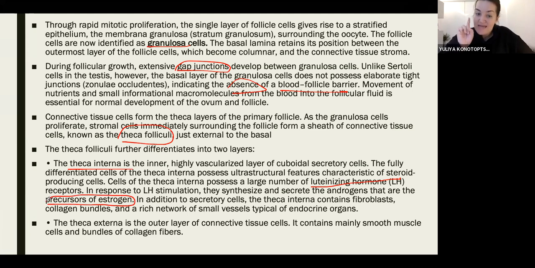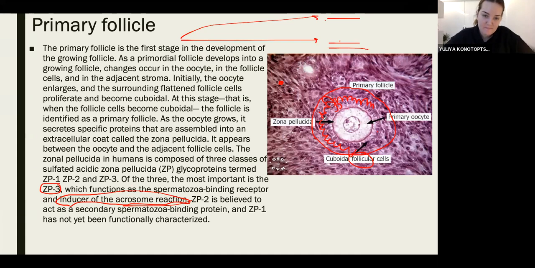They will not make estrogen. They will make a precursor of estrogen. Who will make the estrogen? Well, who is under the theca interna? Follicular cells. Follicular cells will have an enzyme called aromatase, and they will convert this precursor into the true form, which is estrogen.